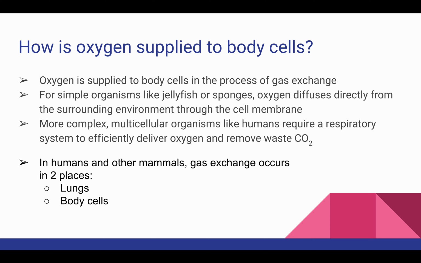For more complex multicellular organisms like us, that simple diffusion process is not going to work. We're going to require a complete respiratory system to efficiently deliver that oxygen and remove the waste carbon dioxide that our cells are producing. In humans and other mammals, that gas exchange is going to occur in 2 places in the body, at our lungs and in our body cells.